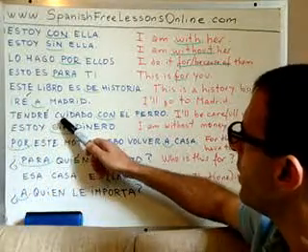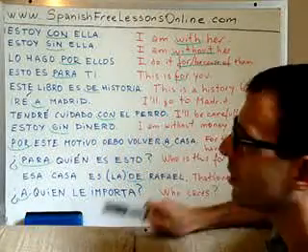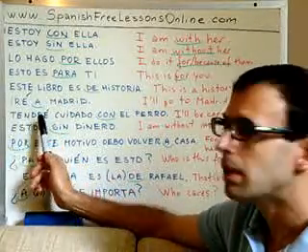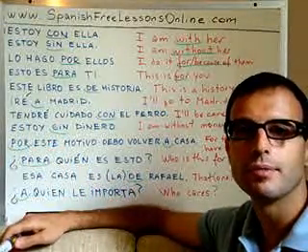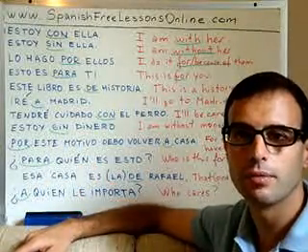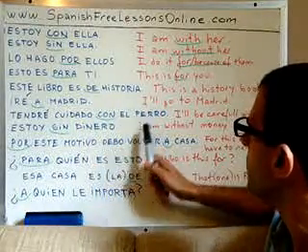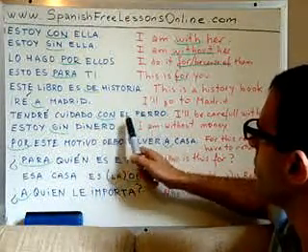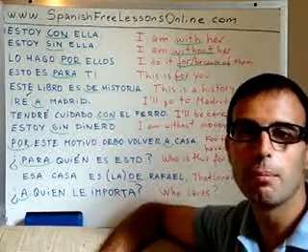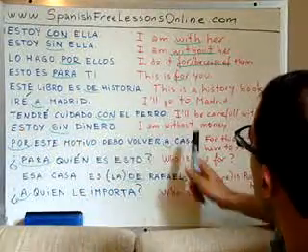Tendré cuidado con el perro. Tendré means I will have. Cuidado means care or careful. Con is with. El perro, the dog. Dog is masculine in Spanish, so you use el, that is the masculine article. This means I'll be careful with a dog.